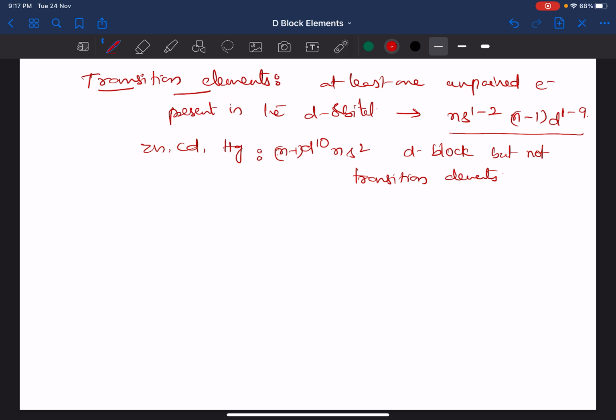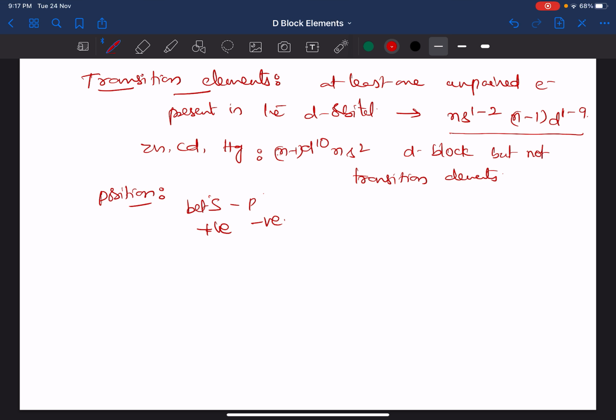Next, what is the position of transition elements in the periodic table? We have already known the position will be in between the s and p block elements. Between the s and p block elements, it will show a gradual change from highly electropositive elements to highly electronegative p block elements. So that is about the transition elements.